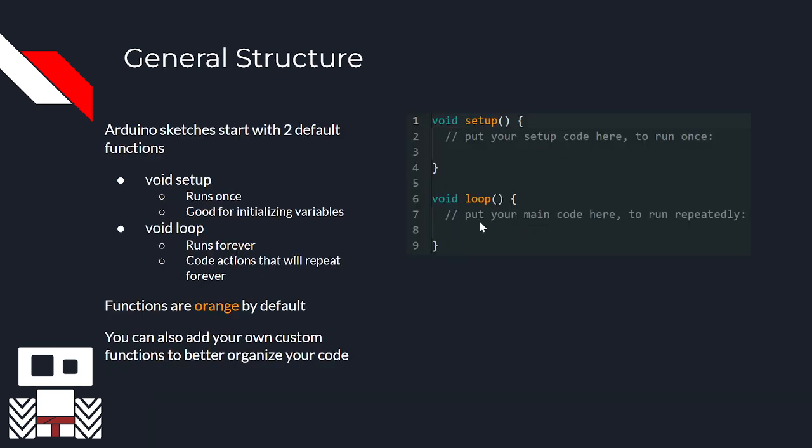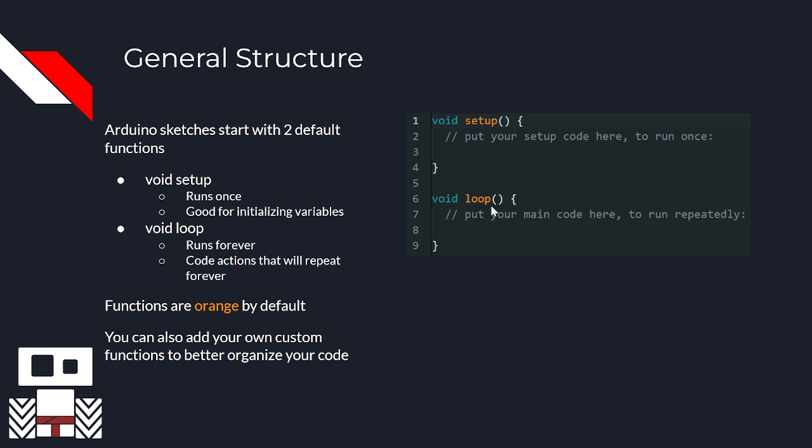Now we're going to talk about the general structure of an Arduino program. When you create the sketch, it automatically adds two default functions: the first is void setup, and the second is void loop. Void setup is the first thing that runs when you try to run the code, and it only runs one time. This is for setup things, such as declaring your motors. For example, you might declare your motor as an output in the setup because it only runs once.